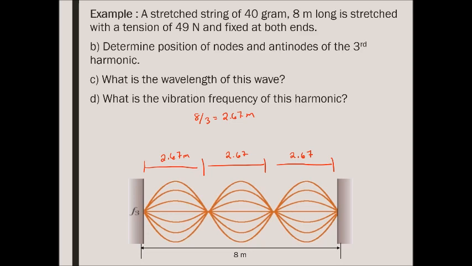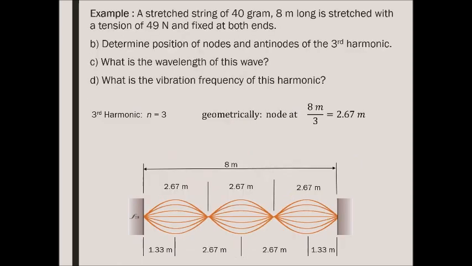Now if we wanted to find the distance to the antinode, so from here to here, that's just the node distance divided by 2. So 2.67 divided by 2 gives me 1.33. So these antinodes are 1.33 meters from each end, but if we look at the distance between them, that's also going to be 2.67 meters. Okay, so we have all of those values.